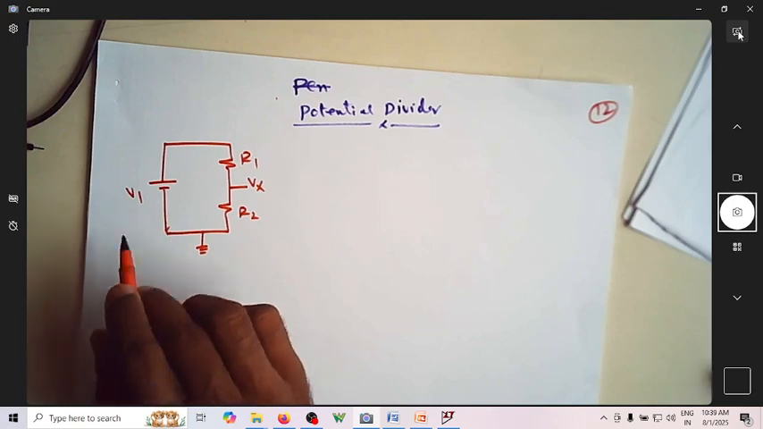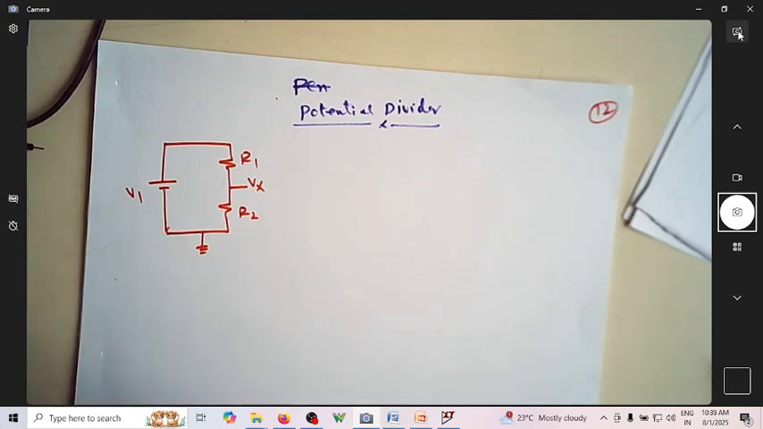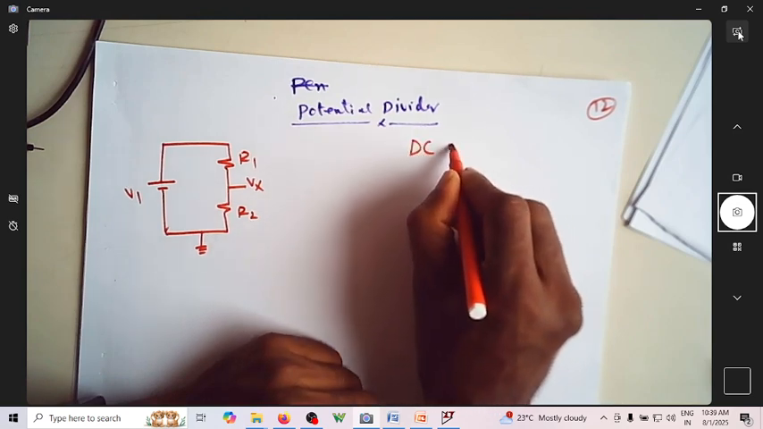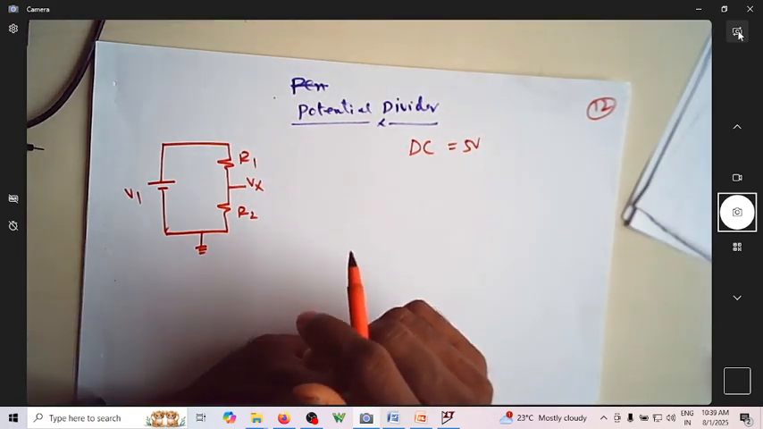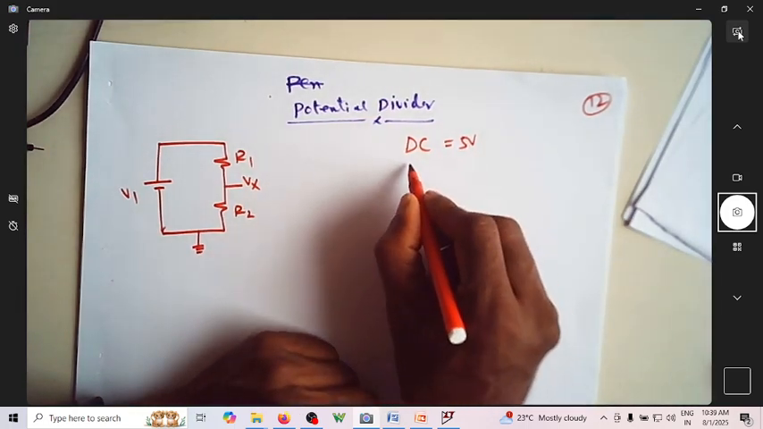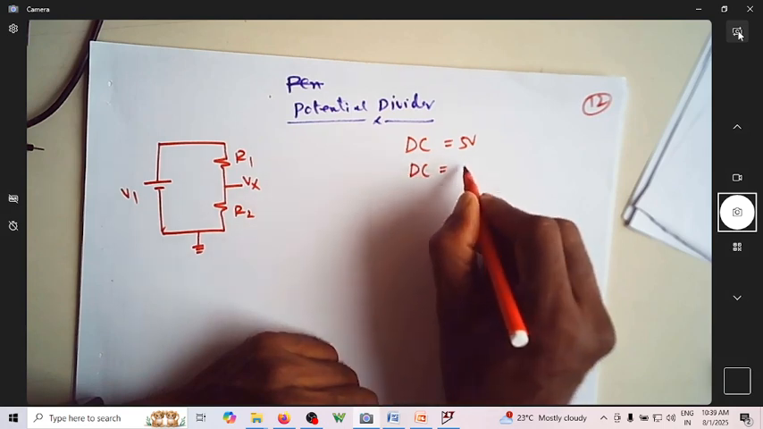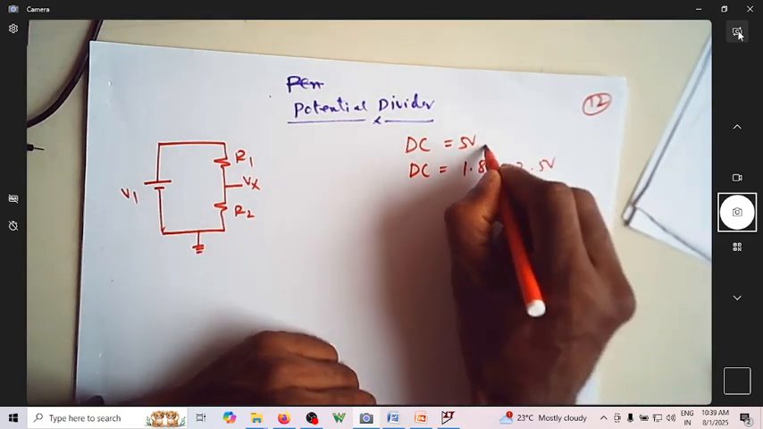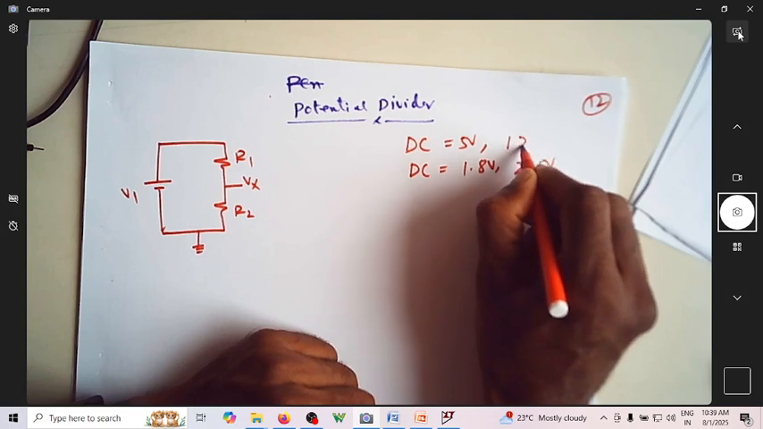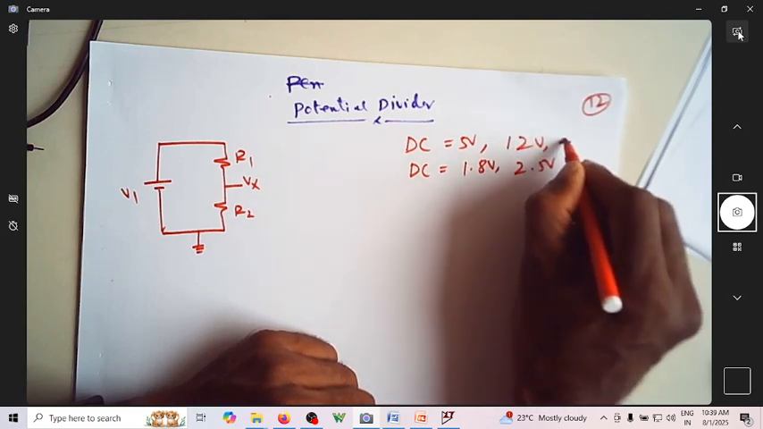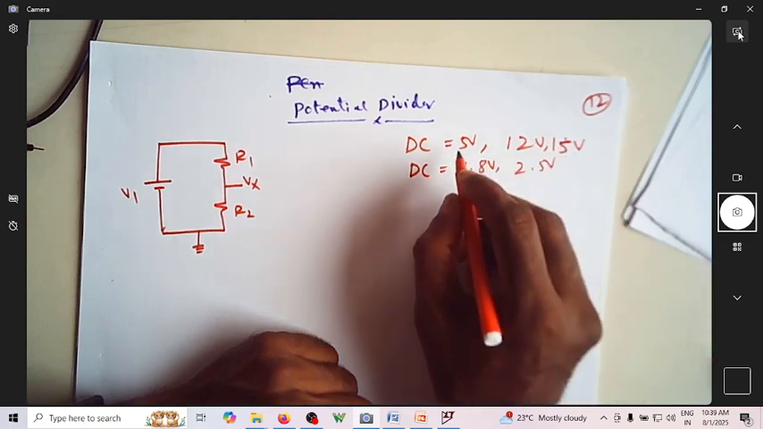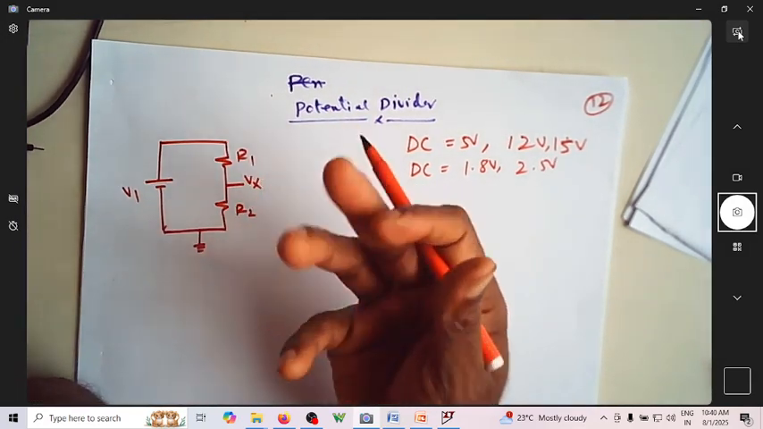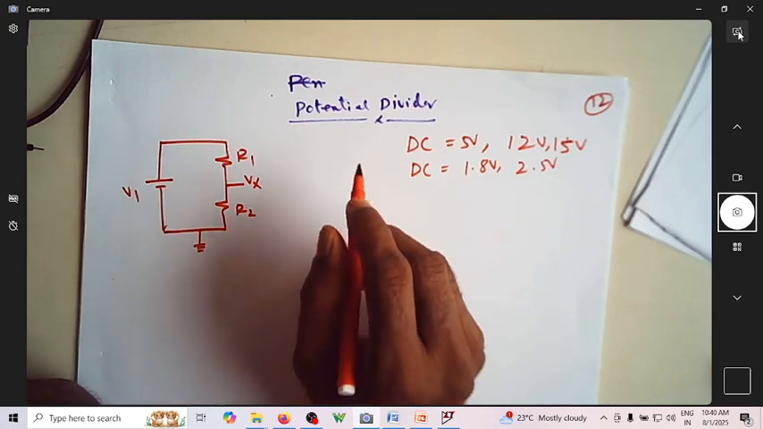Usually in electronics, we will be using a DC supply of 5 volts for many of the experiments. Sometimes in simulations we may use a DC voltage of 1.8 volts, 2.5 volts, or in some experiments a 12 volt or 15 volt power supply. So this is the range of power supplies that will be used in many of the circuits.